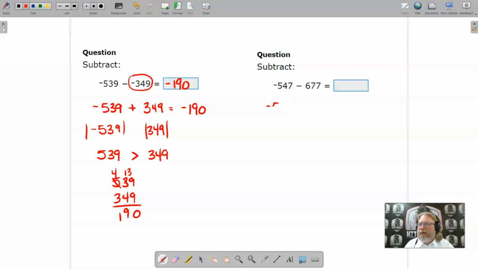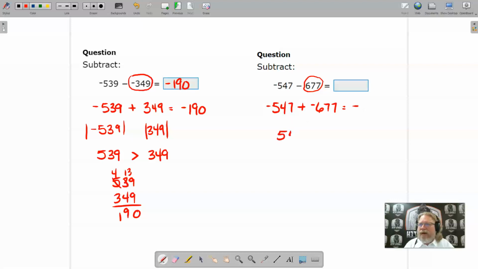And then finally, our last question here. We have a negative 547. Going to change the subtraction to addition. Take the opposite of the following number. So that's going to be negative 677. So they're both the same sign, so we are going to add them. And since they're both negative, our answer will be negative.